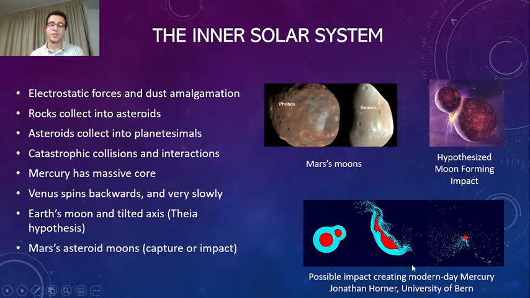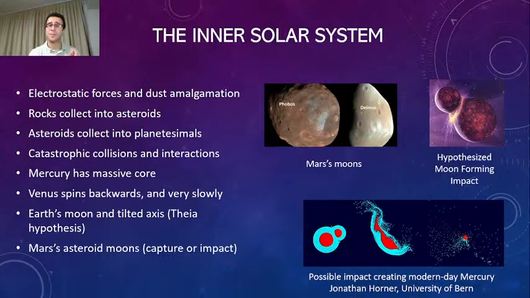One possible reason would be an impact, as you can see at the bottom, that would have completely stripped away Mercury of most of its outer layer, but then it would have kept the core of the primordial Mercury and the other planet that hit it. And now we have modern day Mercury. So it could be that Mercury used to be a lot bigger, but then it lost a lot of matter because of this collision.